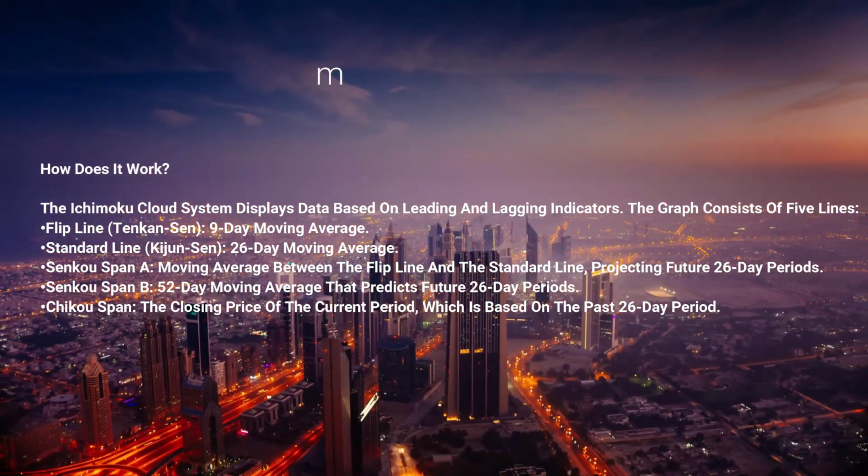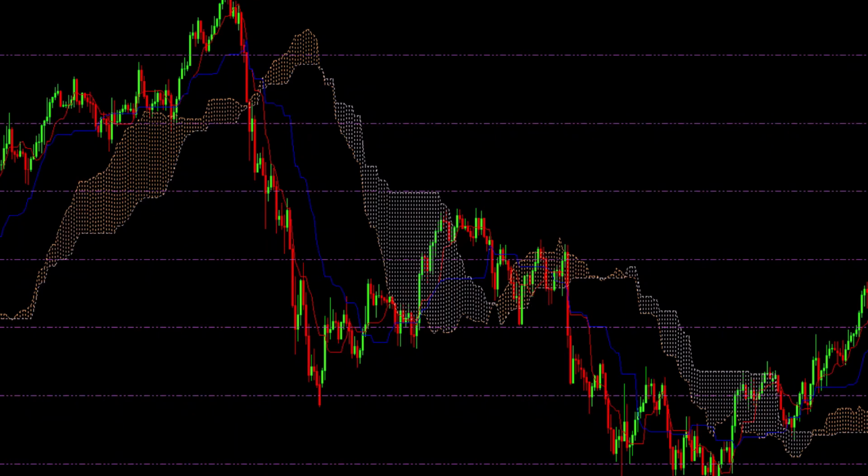The graph consists of 5 lines. Flip line, 9-day moving average. Standard line, 26-day moving average. Senku span A, moving average between the flip line and the standard line, projecting future 26-day periods. Senku span B, 52-day moving average that predicts future 26-day periods. Chiku span, the closing price of the current period, which is based on the past 26-day period.